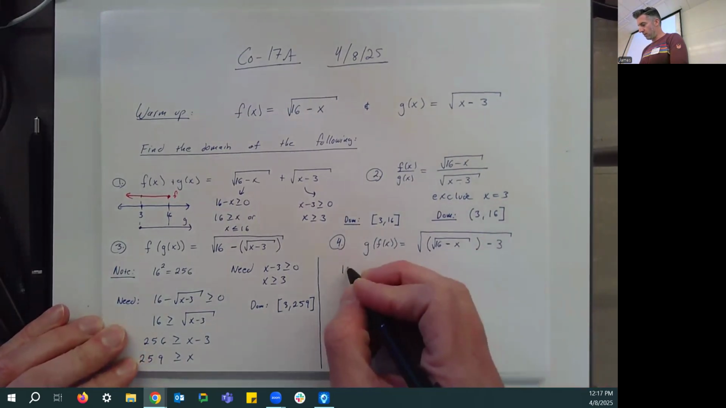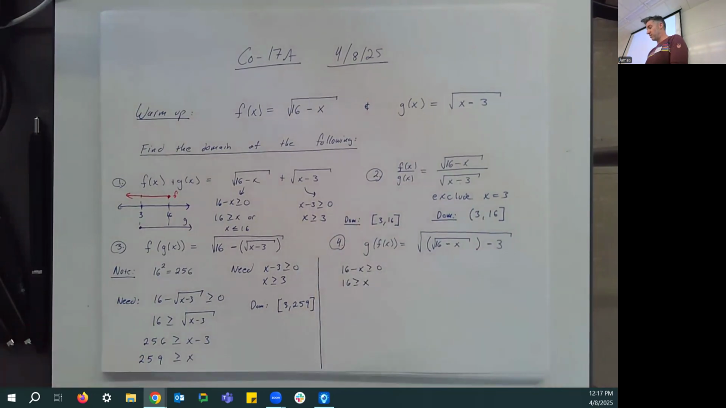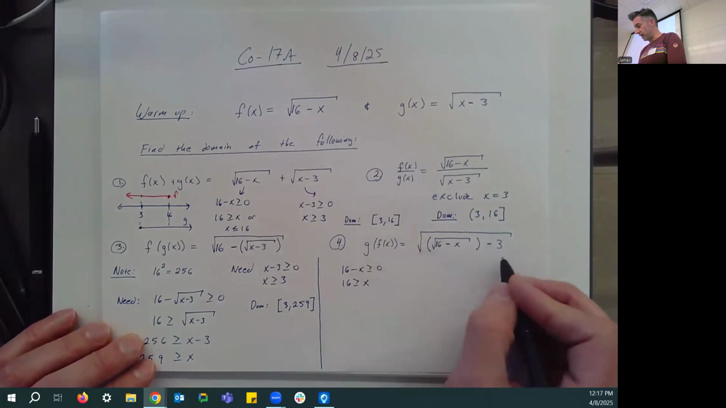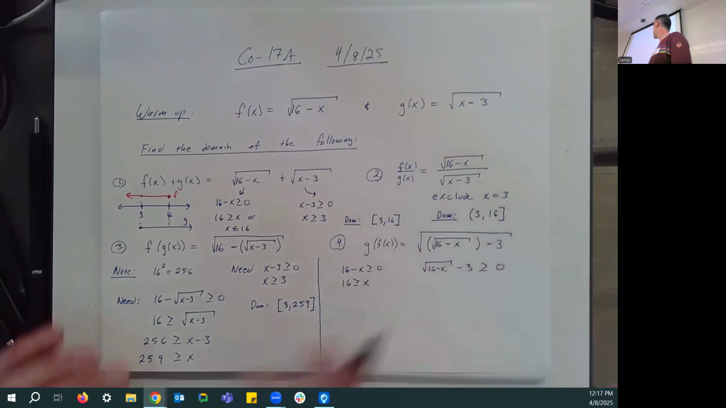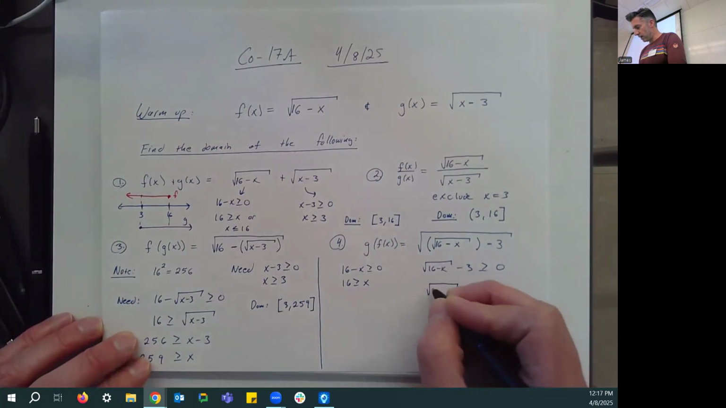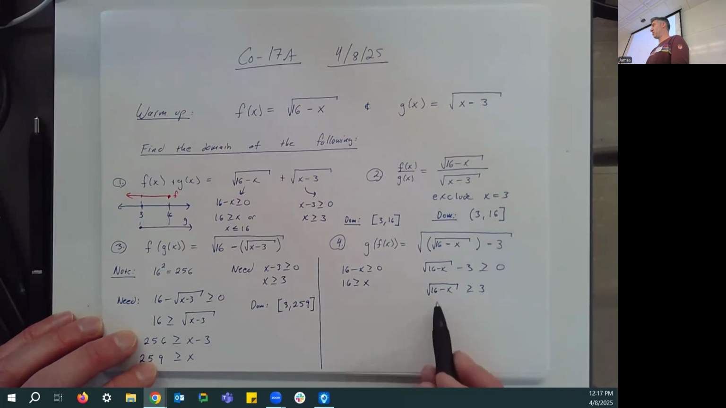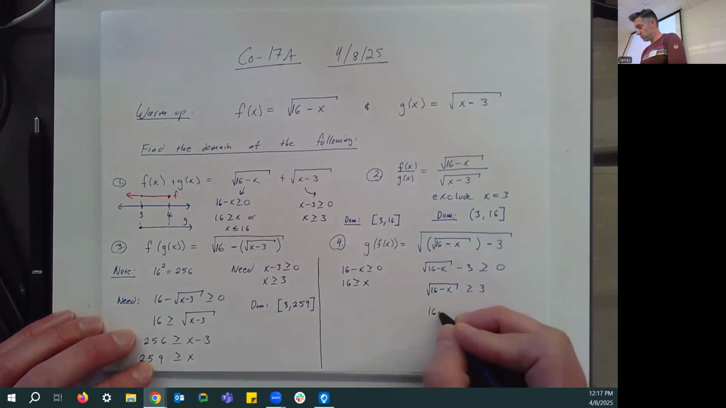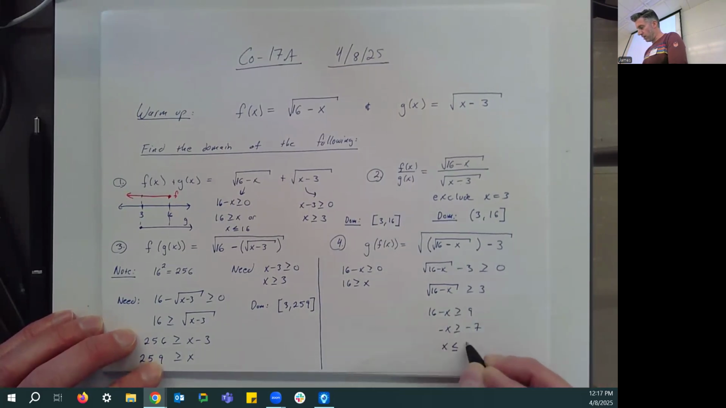So we need to obey the domain of the inner function. So we still have x being less than or equal to 16. And then in the same sort of way, the complete insides here, the square root of 16 minus x, minus 3, has to be bigger than or equal to 0. So we need this square root, whatever it ends up being, to be bigger than or equal to 3, which means the insides had better be bigger than or equal to 9. Then subtracting 16 from both sides, negative x is bigger than or equal to 9 minus 16. Multiply both sides by negative 1, x is going to be less than or equal to positive 7.